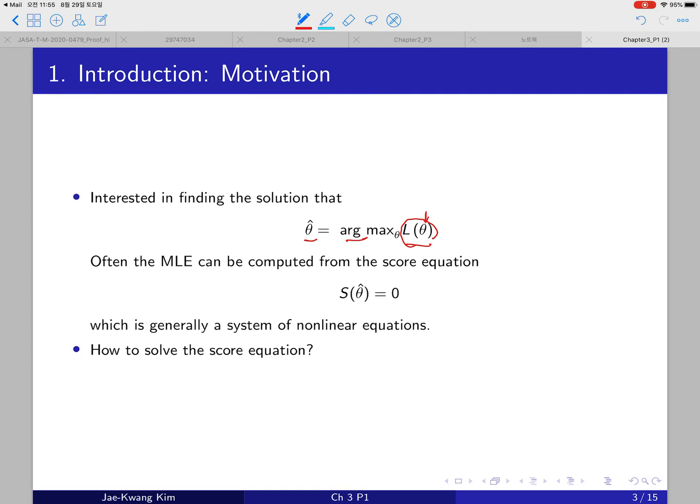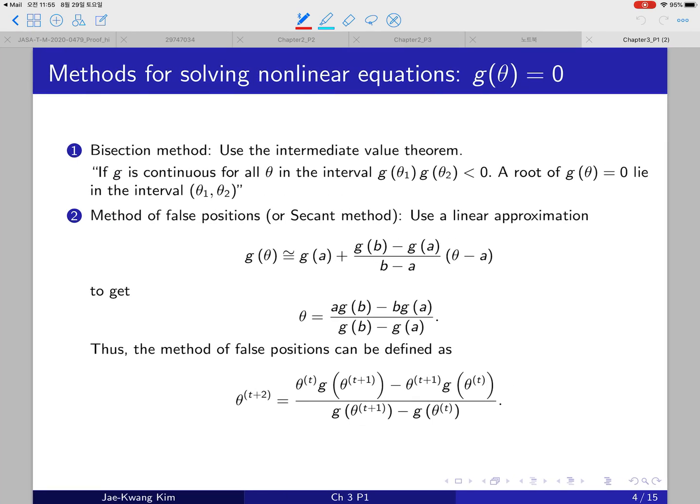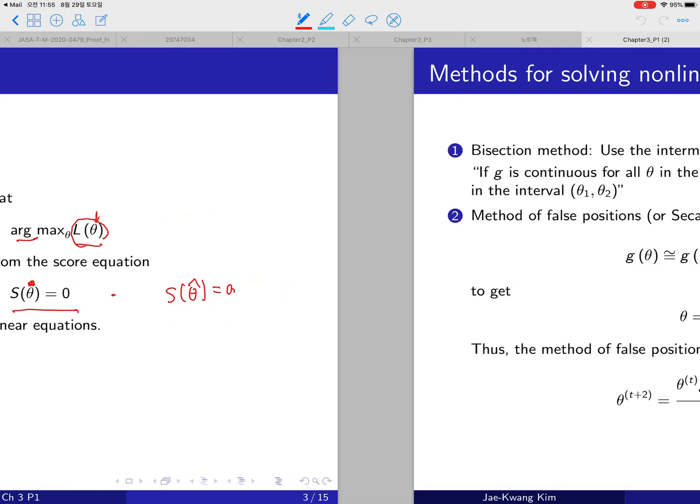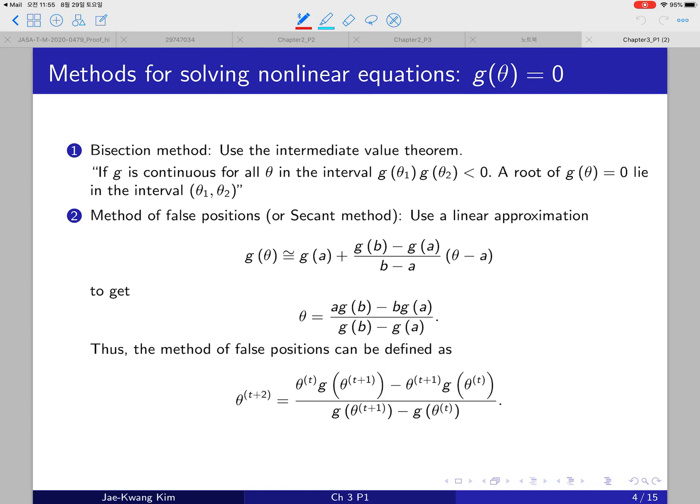Often the MLE can be obtained by solving the score equation. So the equation and the solution. That means the zeta hat satisfies this. The question is how to find the solution to the score equation. Usually, the score equation is nonlinear. So basically, the question is how to solve nonlinear equations in general.